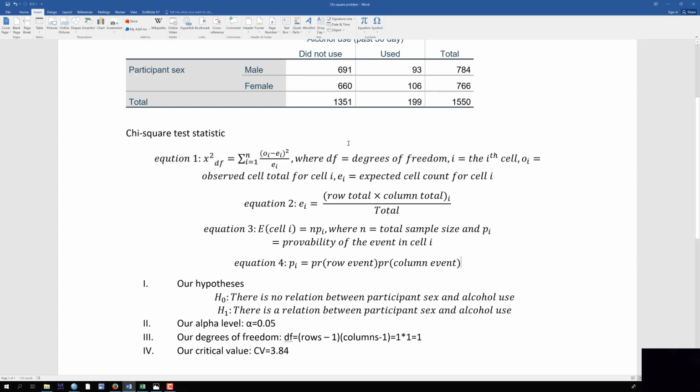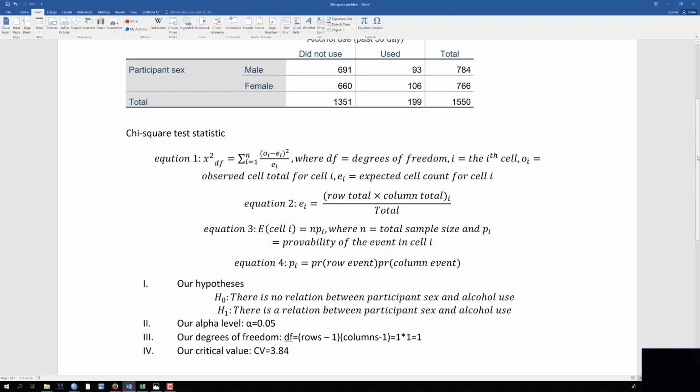The expected value is the same as the mean value. The expected value for any cell would be the probability of being in that cell times n. So np, where p sub i, again, is the probability of being in that cell, and n is the total. So for instance, to calculate the expected value of being in cell 1, it would be 1550 times the probability of being in cell 1. So we'd have to calculate that.